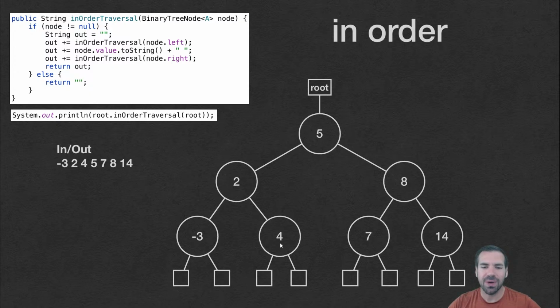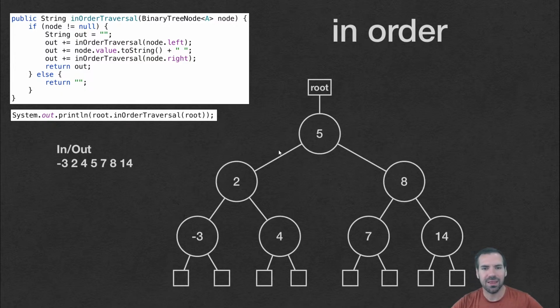Then its right recursive call, left recursive call, 4 is next. Then its right recursive call, return, visit 5. Then make its right recursive call, left recursive call, return, visit 7. Right recursive call, return, print, get 8. Right recursive call, left recursive call, return, 14. Right recursive call, return.